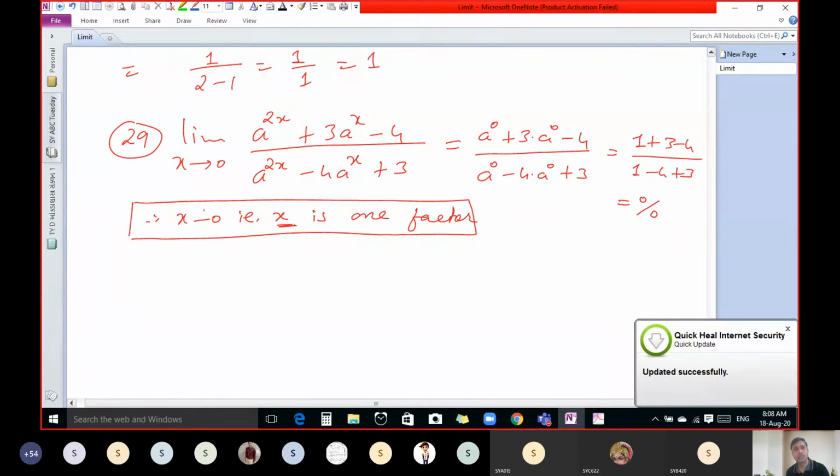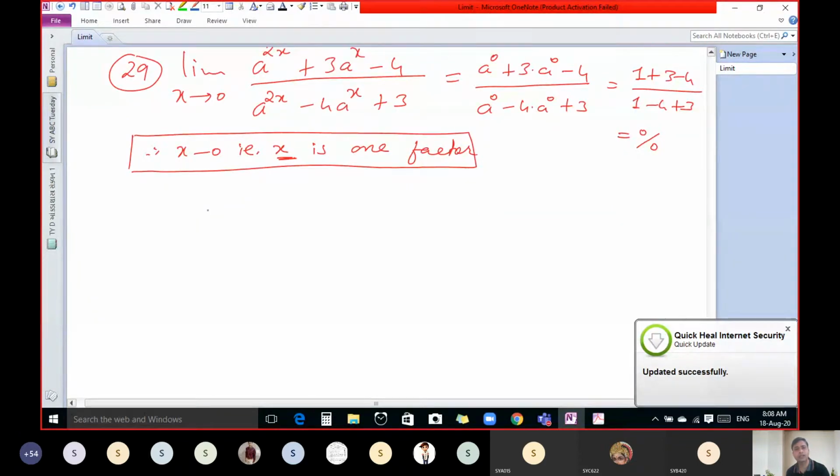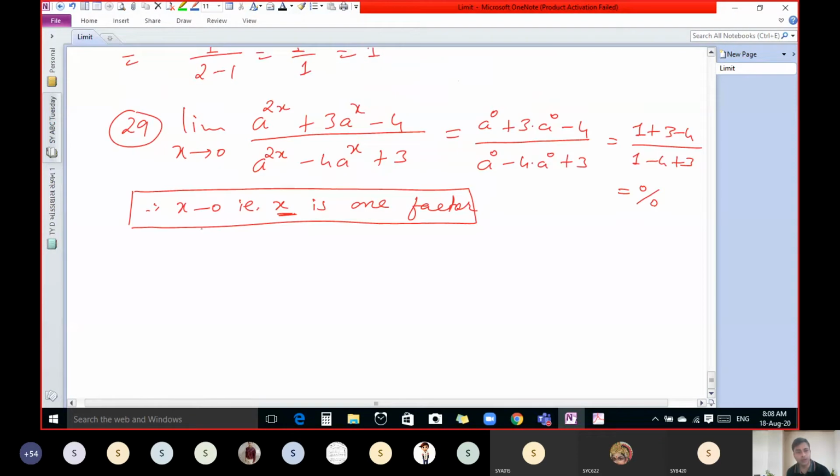So, this is slightly tricky. So what we have to do here for this type of question, you have to do some tricky thing. What we have to do? See, limit x tends to 0.